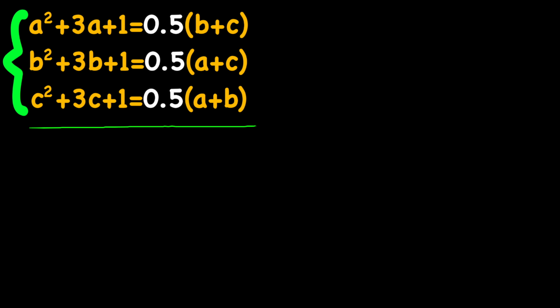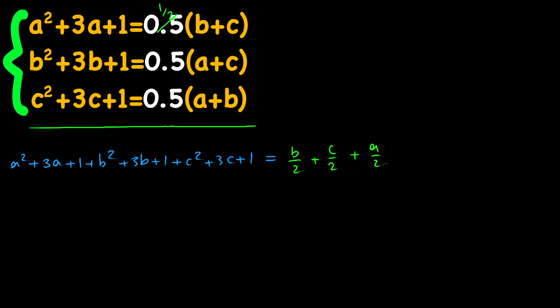So if you do so, we will have a squared plus 3a plus 1 plus b squared plus 3b plus 1 plus c squared plus 3c plus 1 on the left-hand side. And on the right-hand side, let's go ahead and distribute the 0.5 into the parentheses and then add the result. But before, let's just replace 0.5 with 1/2 because I feel more comfortable with 1/2. So let's just distribute 1/2 into the parentheses. So we will have b over 2 plus c over 2, and then a over 2 plus c over 2, and finally a over 2 plus b over 2.